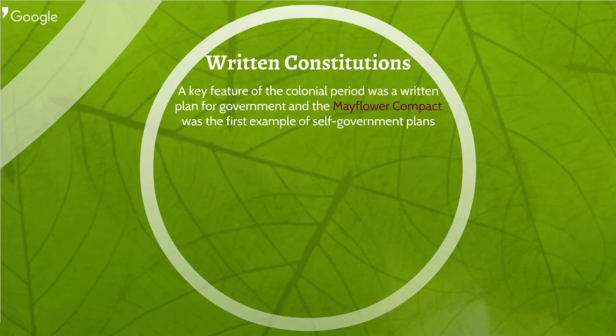Alright, so we left off discussing that each colony had their own independent quirks. Qualifications for voting were pretty strict, things like that. But written constitutions were also a key feature of the colonial period. And the first example we have here is an informal written constitution called the Mayflower Compact. This was something that was signed on the Mayflower when some of the eventual colonists were coming from Europe to the colonies here in the United States.